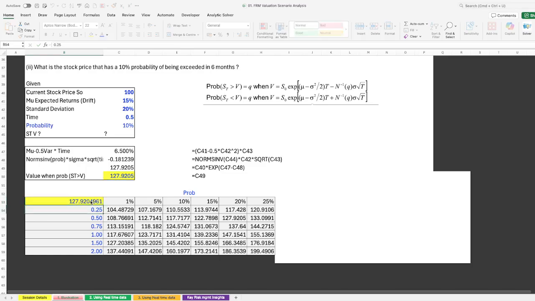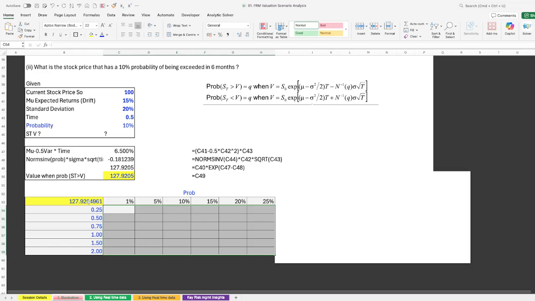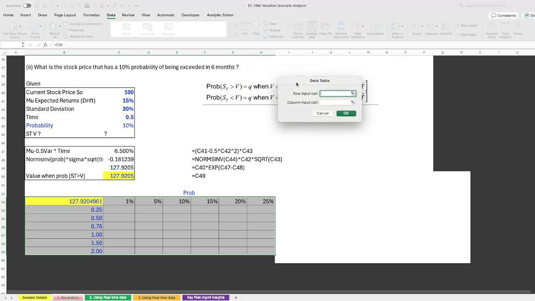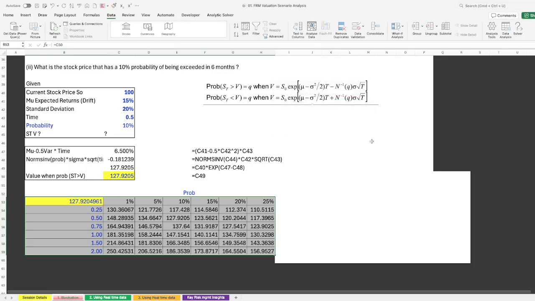Now we link this. So this one, let's delete this and do it. Now this one is a probability. Now this is a data table. So the numerator cell is a probability, and the denominator is a time. We got this. Now I got the calculation correct. So we can check 10%.